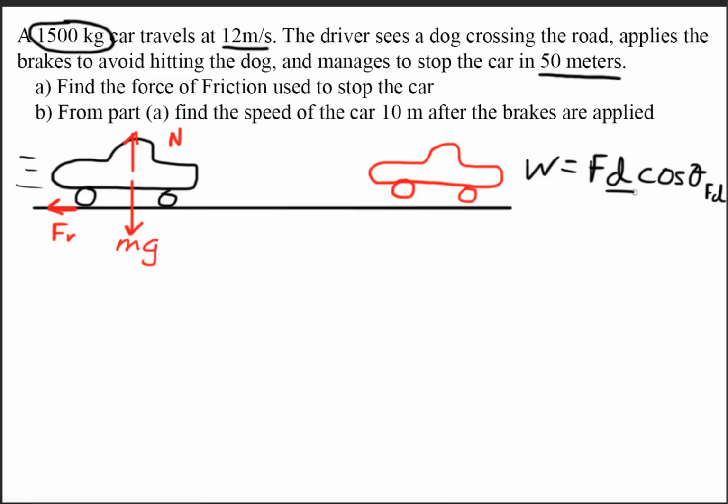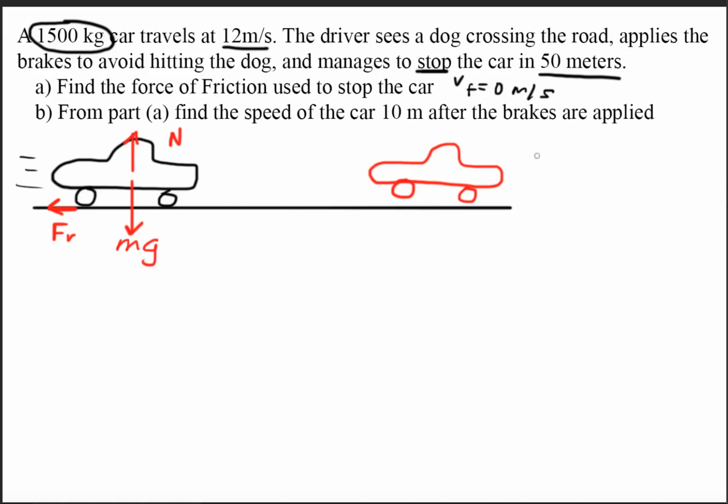As you can see, we can plug in the value here. And we also have our final velocity because it comes to a complete stop. When it's at a complete stop, it's going 0 meters per second. So this is 0 meters per second. So now we have some initial things to keep in mind.